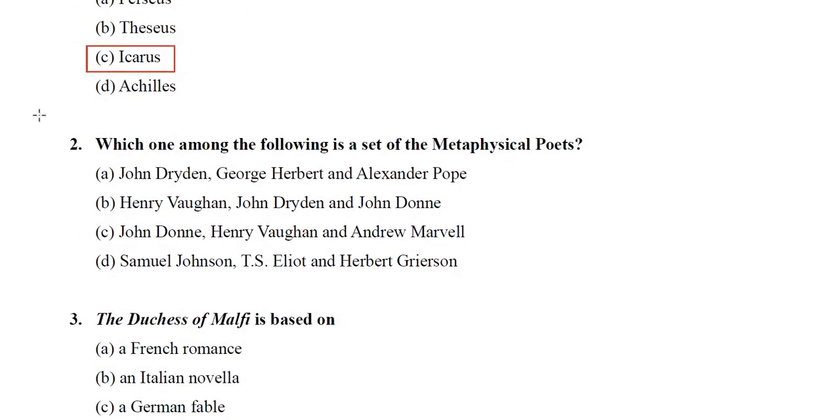Next question: which one among the following is a set of metaphysical poets? See, these kinds of questions are always asked in exams which deal with history of English literature. There are so many groups: metaphysical poets, modern poets, romantic poets, London poets, movement poets, neo-romantic poets. So there are so many literary groups and movements, and these are often asked in exams.